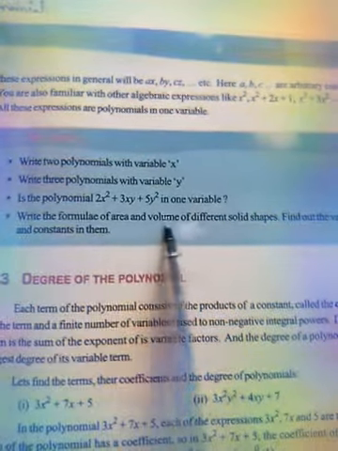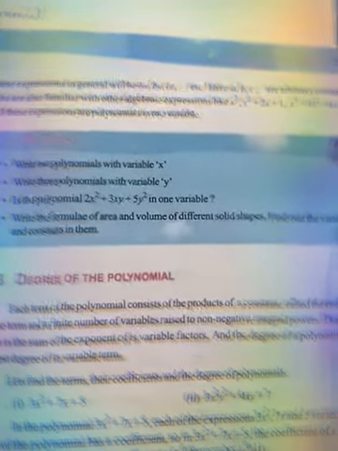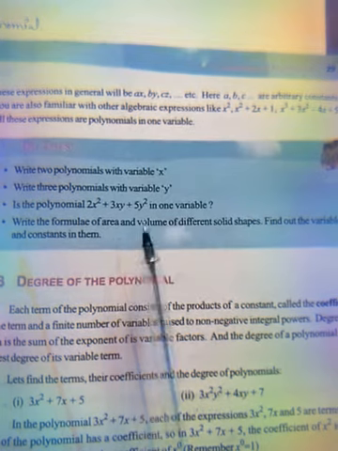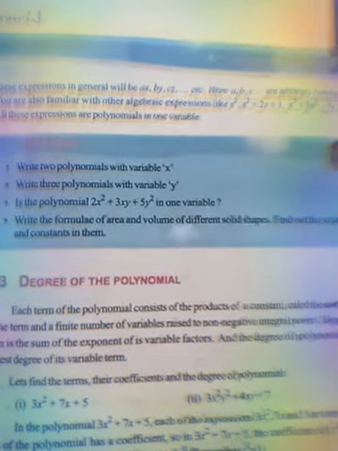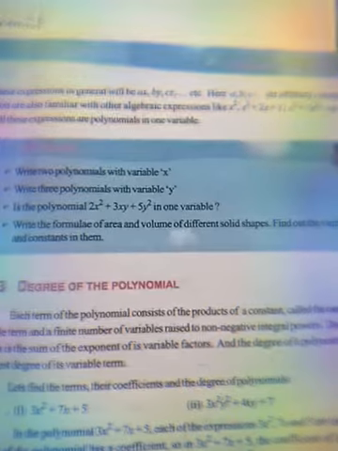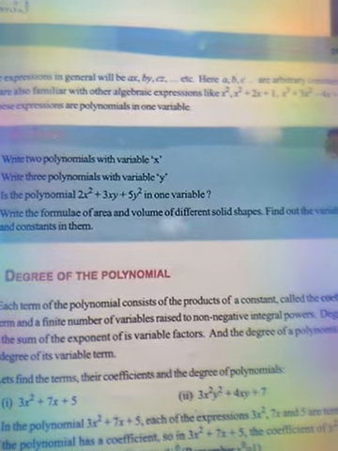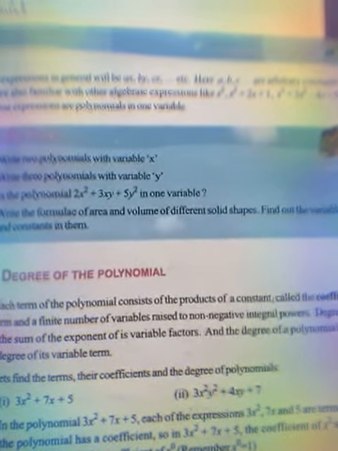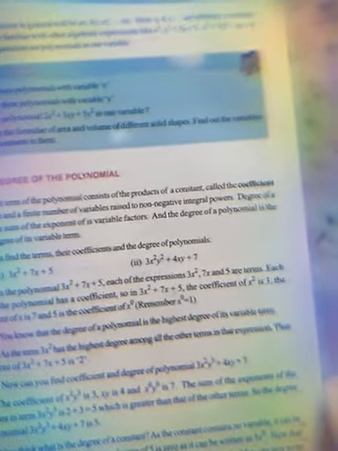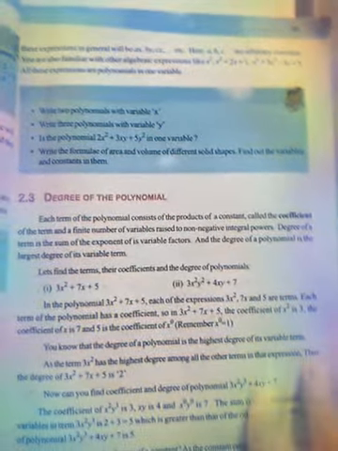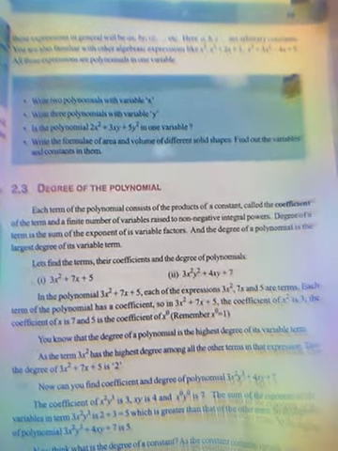Write the formulas of area and volume of different solid shapes. Find out the variables and constant terms in them. Write all the formulas that you know now or learned in previous classes up to 8th class, about algebraic or geometrical figures and solids. Those were areas and volumes. If you want to write perimeters, then perimeter or circumference are both the same. Write, and in that we have to write which is constant and which is variable.